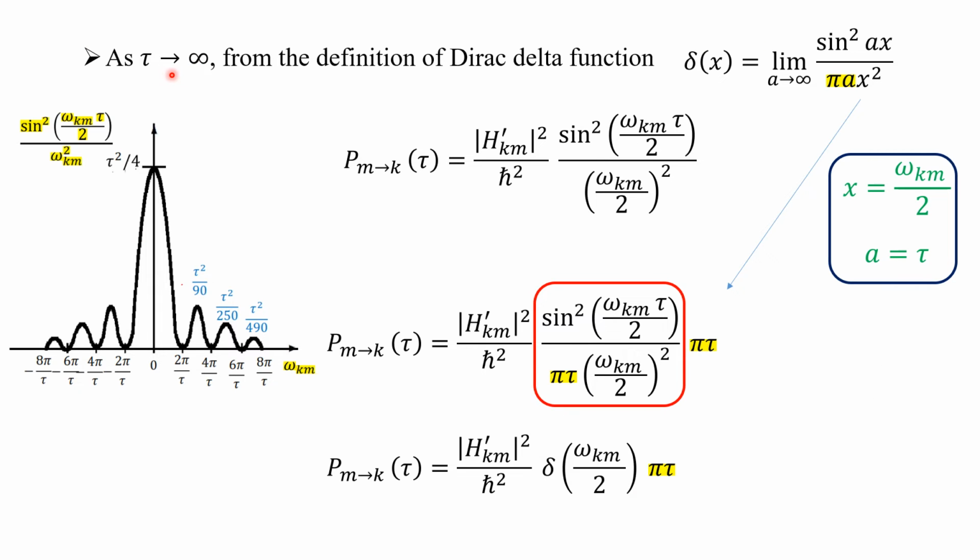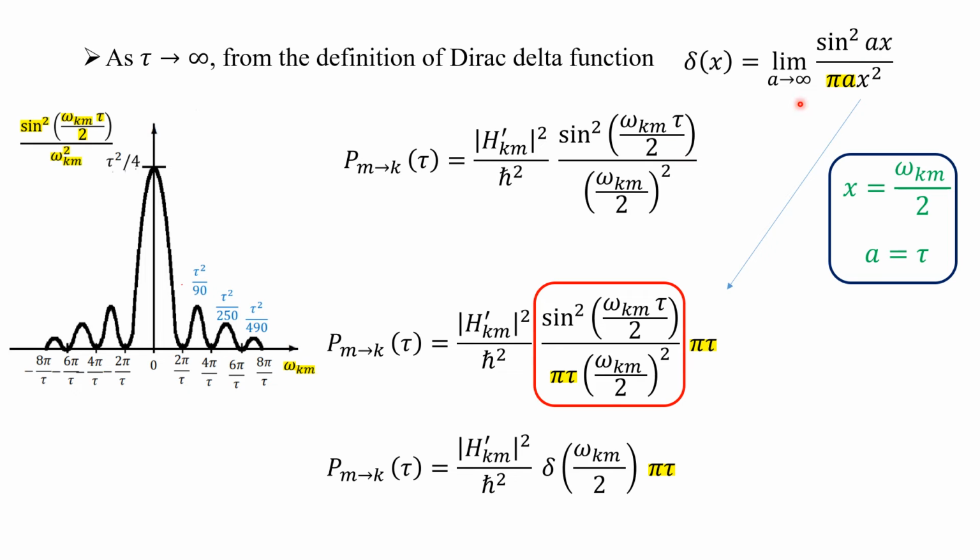As tau tends to infinity, from the definition of the Dirac delta function, you know very well that the Dirac delta function is an improper function, but we can make use of a proper function as a delta function under certain conditions. Here, the delta function can be defined in terms of the sine squared function: delta x is equal to the limit a tends to infinity, this is the condition, of sine squared ax divided by pi a x squared. This is the delta function, delta x.